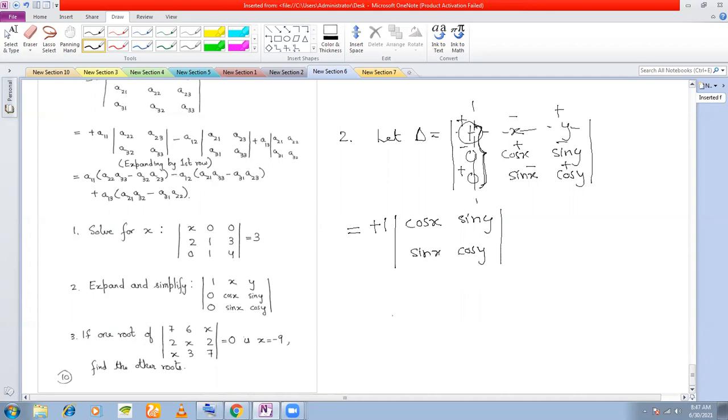What about the other minors? Don't worry about them because they are all zeros. They will vanish, right? So this is the only thing that you are going to get. Only a determinant of order 2. So how do we find this value? You multiply these two.